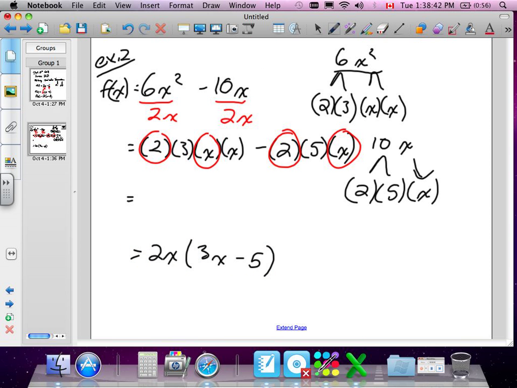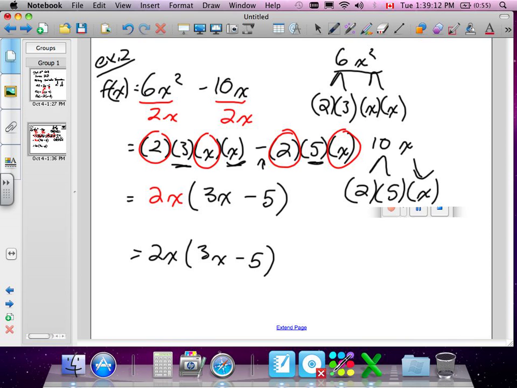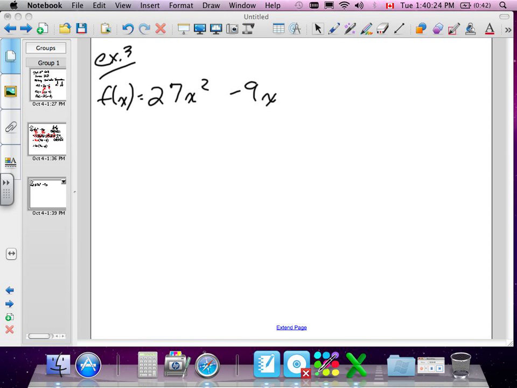So what that means, I take the ones I've circled in red, I take them to the outside. 2x. So again, we've taken 2x to the outside. And then whatever's left over, we put inside the bracket. So I have 3x. I have the subtraction sign. And I have the number 5. They're the only things that weren't circled. I end up with my answer 2x times brackets 3x minus 5. Now, if you can do this without breaking it into prime factors, that's completely fine. It's just the greatest common factor we're looking for.